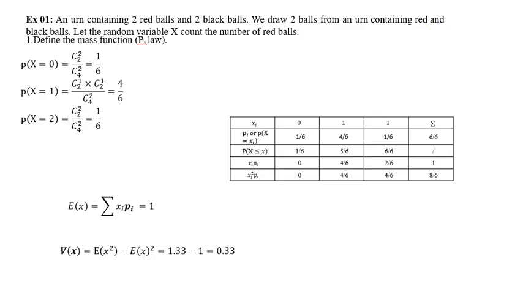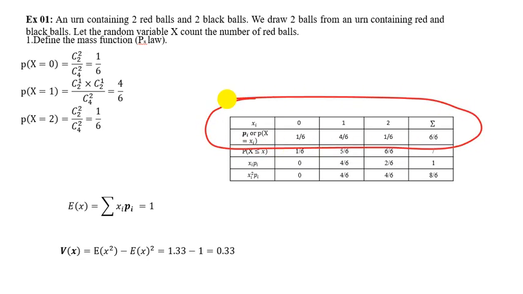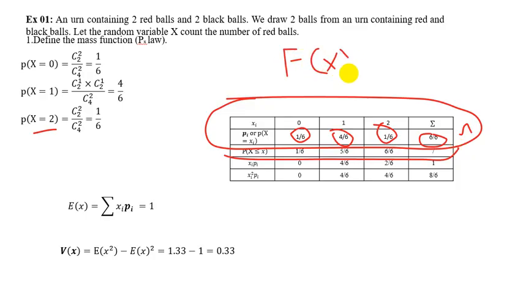Okay, so here is our result. The probability of x is 0 is 1 over 6, is 1 is 4 over 6. The probability of x equals 2 is 1 over 6. The total is 6 over 6, which is 1. Okay, the total must be 1. And this is Fx, the CDF, the cumulative distribution function.